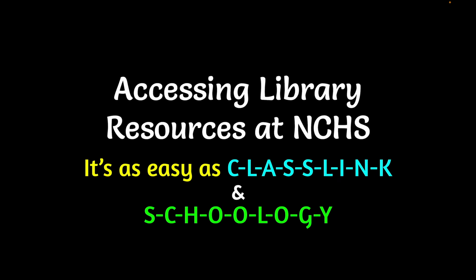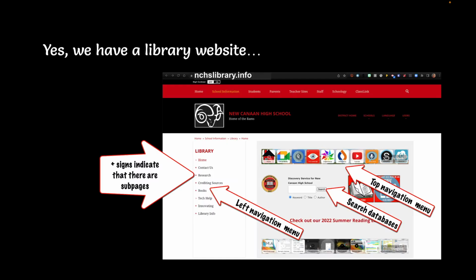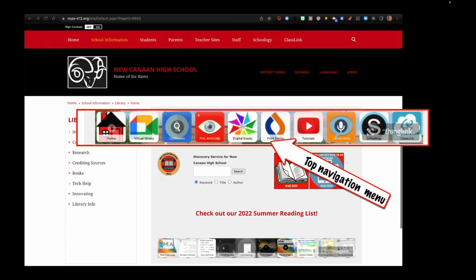Welcome. We are very excited to show you how to access library resources at New Canaan High School in a pretty seamless fashion for the most part. So yes, we have a library website. The URL is nchslibrary.info. And we have a top navigation menu.